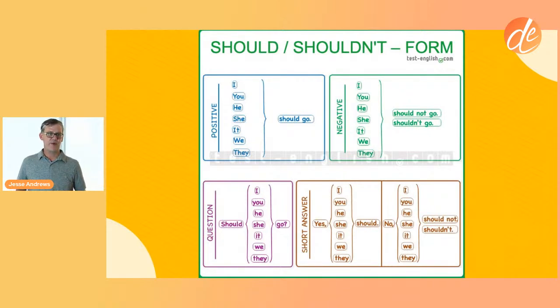Next, as I mentioned before, you have those negatives. So we have I should not go or I shouldn't. Either way, you can put the two words, should not, could not, would not, or shouldn't, couldn't, wouldn't. Both the same. Neither one is formal or informal, so don't worry.